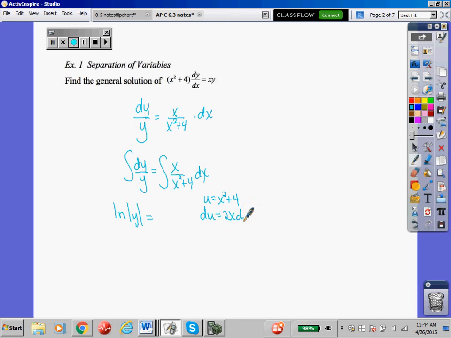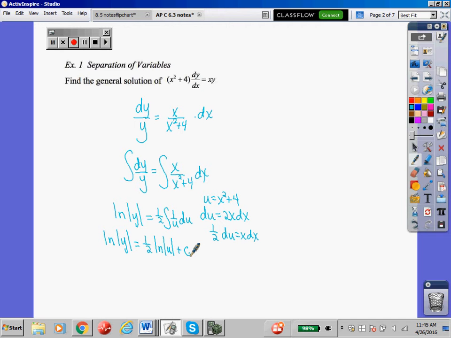All right, so du would be 2x dx. Well, I see the x dx, but I don't see the 2. So I'm going to divide that out. And the beautiful thing is, as you guys are working on that final exam review packet, this is refreshing your memory as to what we did in chapter 5, okay? So this is 1/2 the integral of 1 over u du. So this is the natural log of absolute value of y equals 1/2 natural log of u plus c.